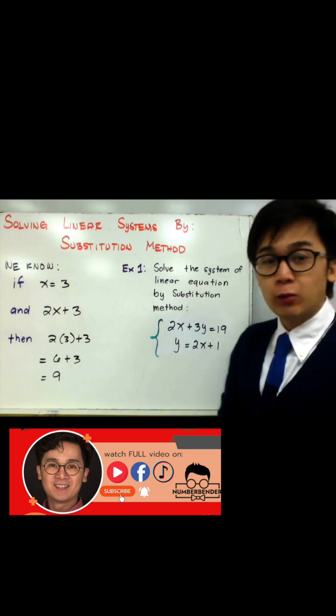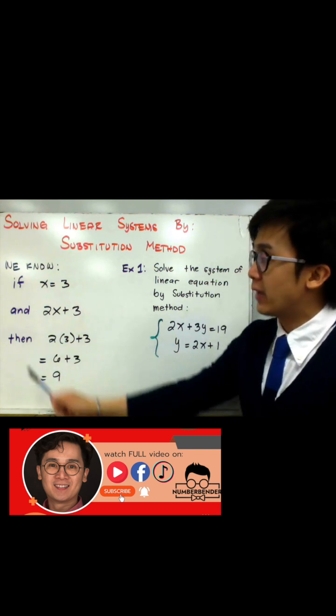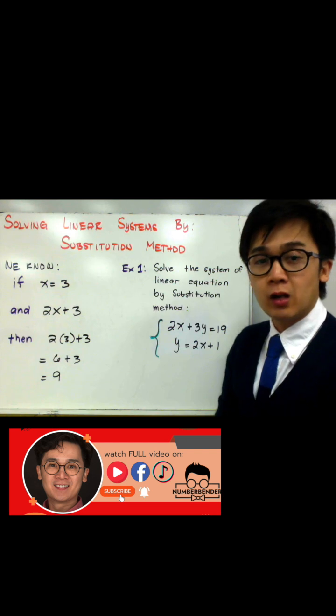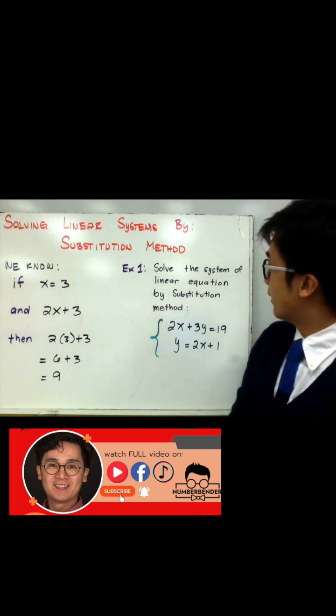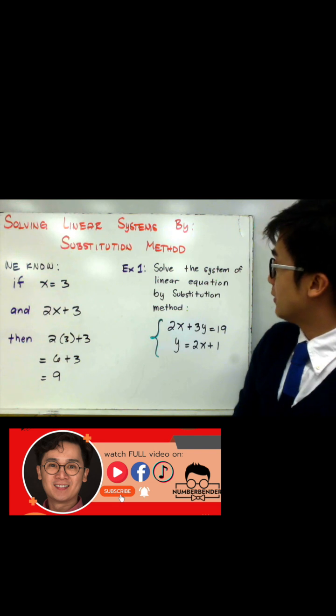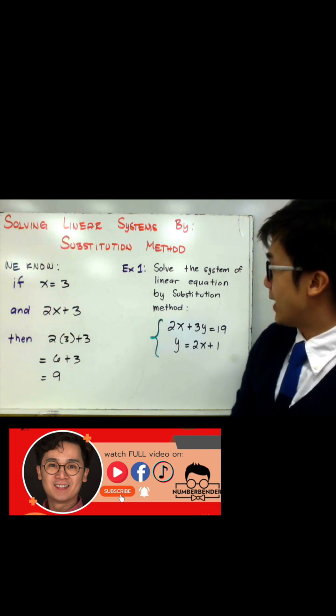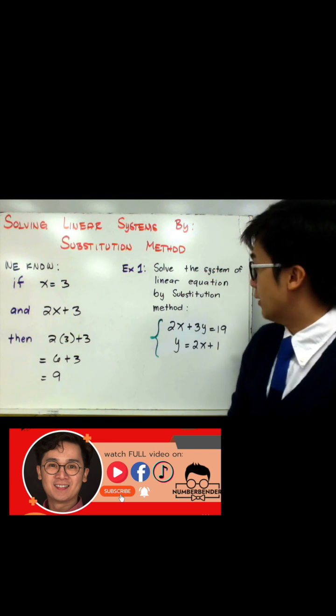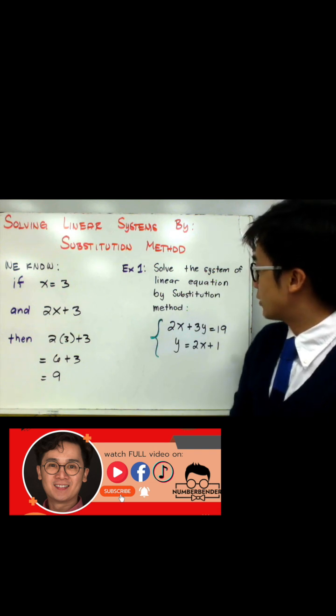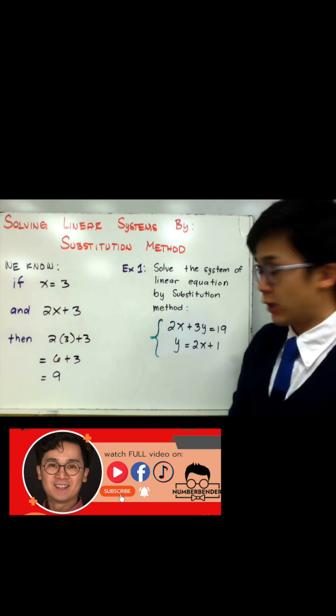Now, for today, we're going to use that basic skill in algebra that we have learned before in solving our linear system. In our first example, we need to solve the linear system by substitution method, and this is the linear system that we will use in our first example. We have 2x + 3y = 19 and y = 2x + 1.